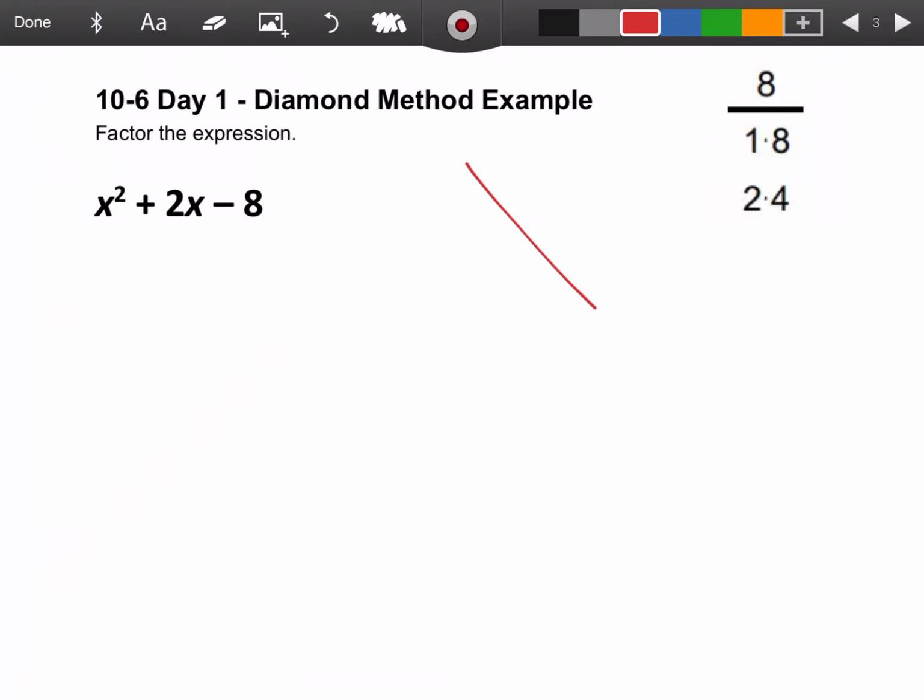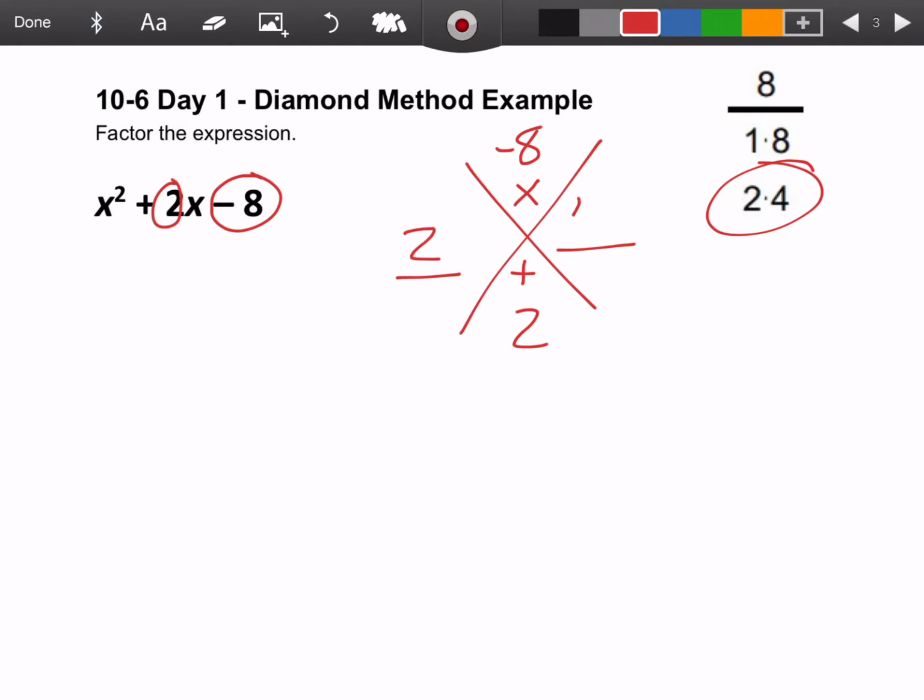We have x squared plus 2x minus 8. We're going to create our diamond, and we're going to put negative 8 up here. We're going to take this whole thing, and then 2 is going to go down here. We have to multiply to negative 8, and we need to add to 2. And so here, the factors of 8, 1 and 8, that's not going to add to 2 at all. But 2 and 4 has the potential of adding to 2.